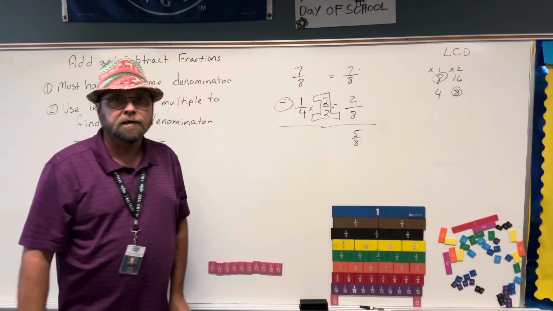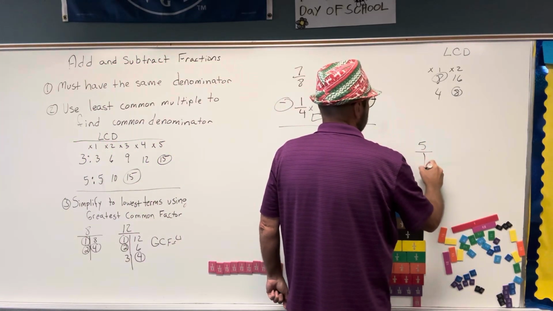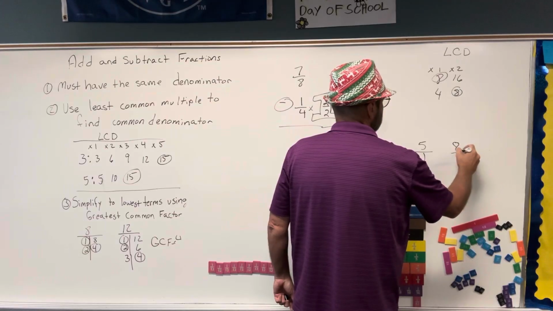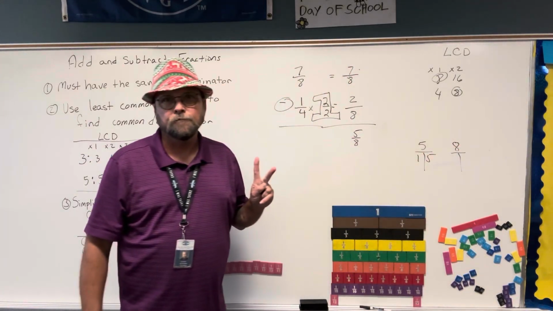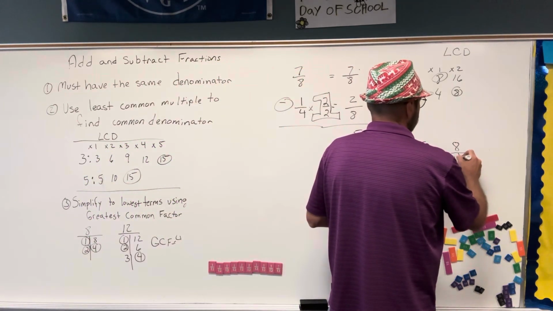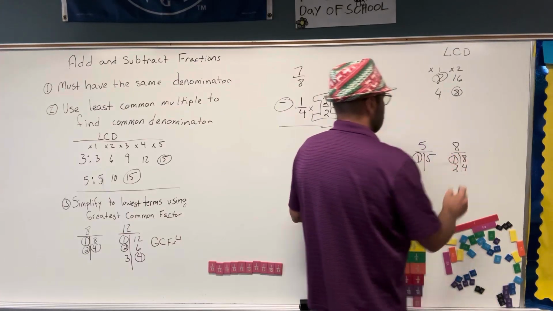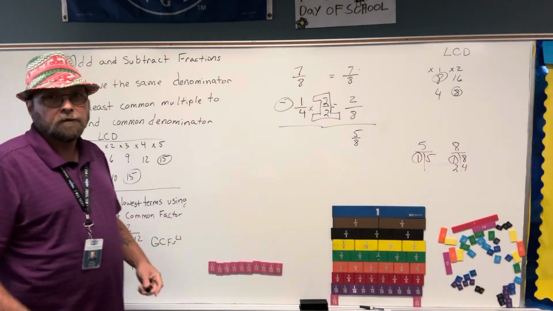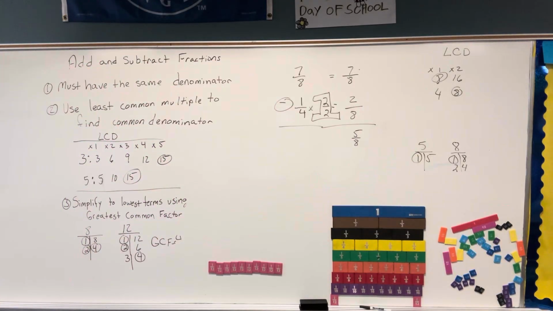I need to see if I can simplify that. I list the factors of 5 and the factors of 8. Factors of 5 are 1 and 5. It only has 2 factors because it's prime. 8 has 1 and 8, 2 and 4. The only thing they have in common is 1. If that's all they have in common, that fraction is in simplest form already.